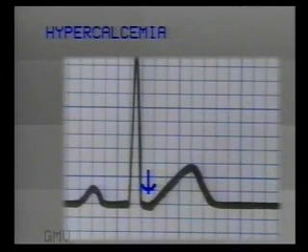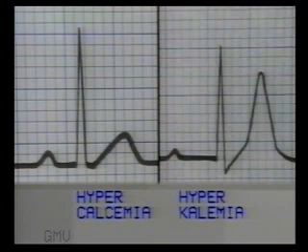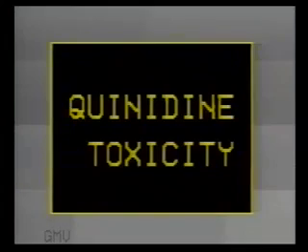In contrast, this ECG shows shortened ST segment and T wave begins immediately after the QRS complex. The ST segment also shortens in hyperkalemia, but there the T wave is tall and peaked. Note the ECG on the right, where the T wave is very tall, whereas in hypercalcemia, the T wave is normal and ST segment is shortened.